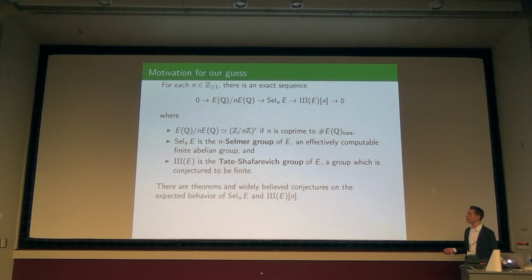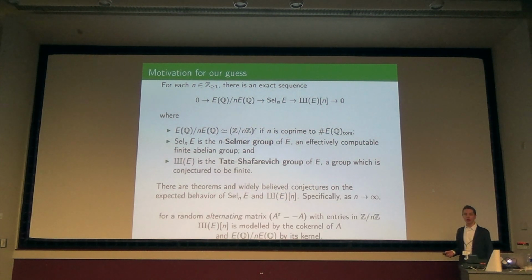Now there are theorems and widely believed conjectures on the expected behavior of Selmer and Sha, which make predictions on this E mod nE. I can't tell you all of those, but I'll tell you one of them. Here's the only thing you need to take away from this slide. As n goes to infinity, in a precise sense that I won't tell you after 4 minutes of my talk, if you write down a random alternating matrix of some size, where the size is also going to infinity, with entries in Z mod nZ, so that it equals the negative of its transpose, then Sha of E is modeled by the co-kernel of A, and E mod nE is modeled by its kernel.